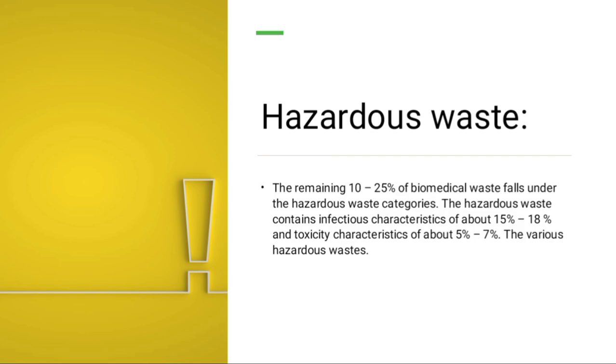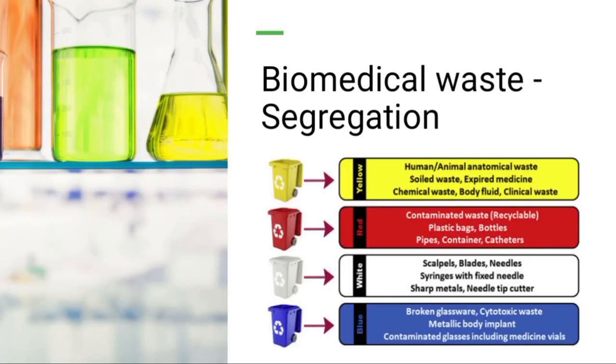Next, biomedical waste segregation. Yellow dustbin: human and animal anatomical waste, solid waste, expired medicines and chemical waste, body fluid, clinical waste. Next, red dustbins: contaminated waste, plastic bags, bottles, tubes, containers, clothes. And next, white dustbins: needles, syringes with fixed needles, sharp material, needle tips, cutters.